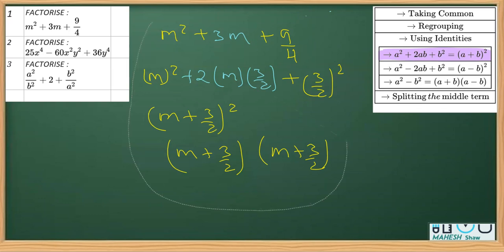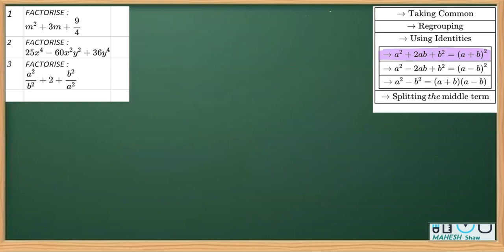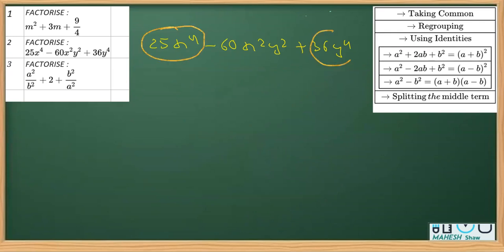Now coming to the second question. The question here is 25 x raised to the power 4 minus 60 times x square y square plus 36 times y raised to the power 4. Now look into this. We have two square terms. This is a perfect square and this is also a perfect square, and a minus sign in between them. So it can be solved again, but using (a minus b) whole square.